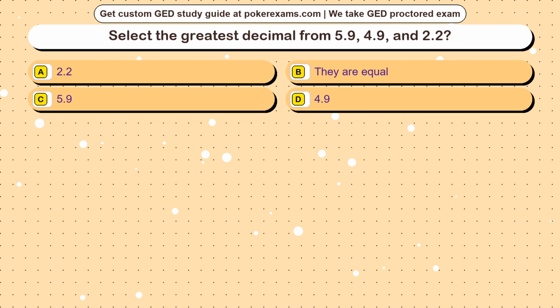Question 8. Select the greatest decimal from 5.9, 4.9, and 2.2. Option A: 2.2. Option B: they are equal. Option C: 5.9. Option D: 4.9.